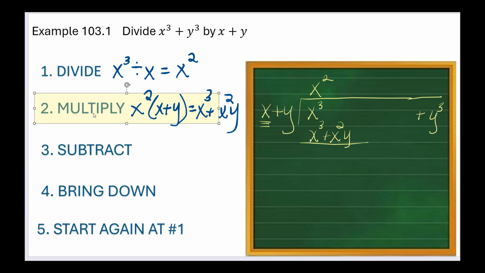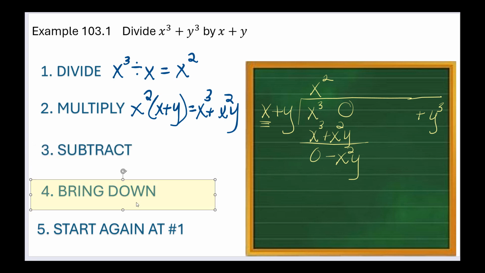We did our multiplication. Now we're going to do our subtraction. So we subtract: x cubed minus x cubed is 0. And then 0 up here, 0 minus x squared y is minus x squared y. We're going to now bring down, but there's nothing to bring down. We don't want to bring down the y cubed yet. It's not time. You'll see when it's time, but it's not time yet.